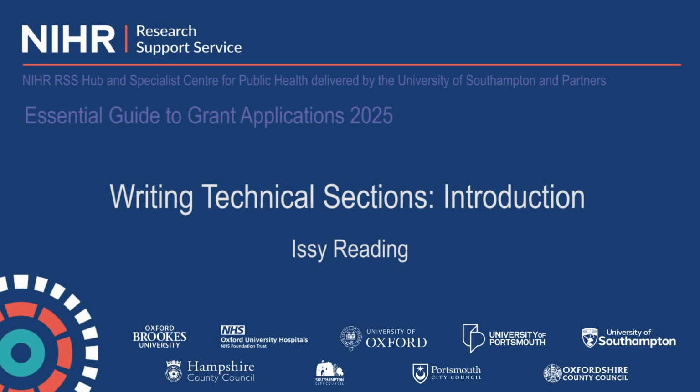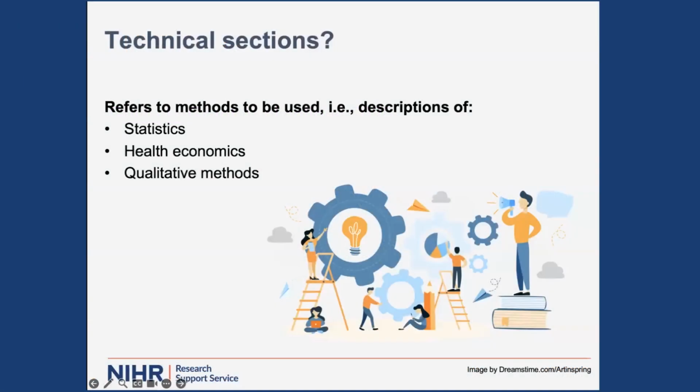So I'm just going to give the briefest of introductions for the next 3 talks that follow this one, so that you understand what the aim of these talks is. Just to reiterate, this is all about writing and how you write about these technical sections. What do we mean by a technical section? For the purposes of this, we're thinking about the methods that you're going to be using. So we're going to talk about statistical methods, health economic methods, and qualitative methods. That's what we mean when we say you're thinking about the technical aspects of a research proposal.